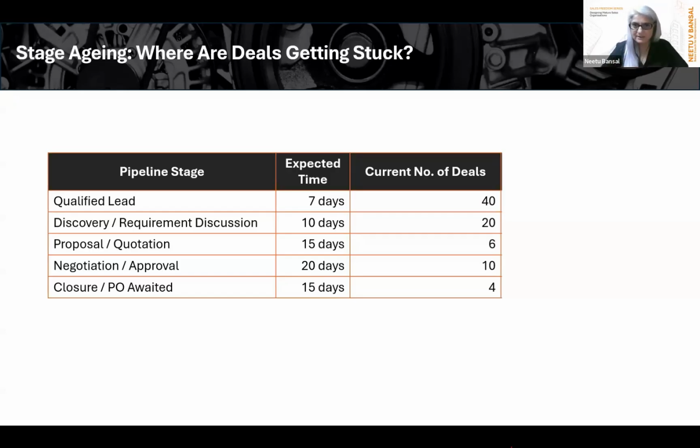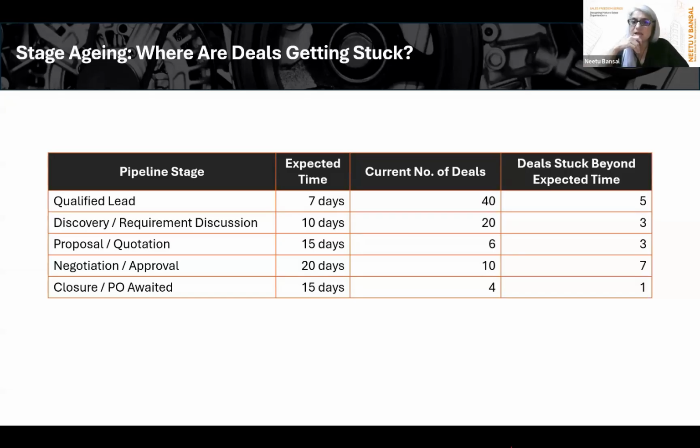So let's say we have done this. In the next column we have written what is the current number of deals, how many deals are there in each of these stages. Now, because we have put the expected timeline for each of these, we can calculate and see which deals have gone beyond the expected time. If you are using any kind of CRM, this becomes very easy to do. If you are not using a CRM, today with Google Sheets or Excel Sheets this calculation can easily be built. Okay?